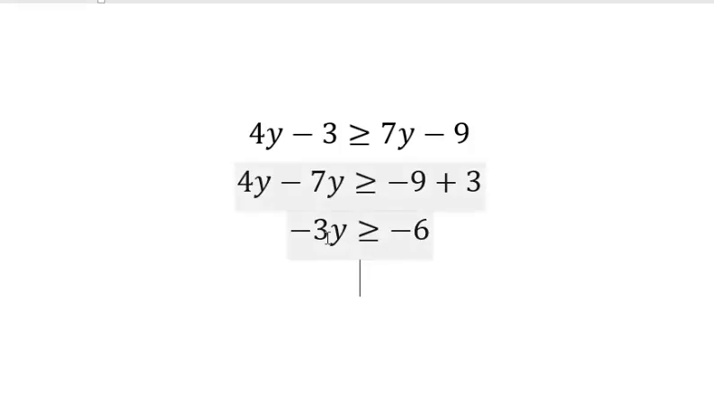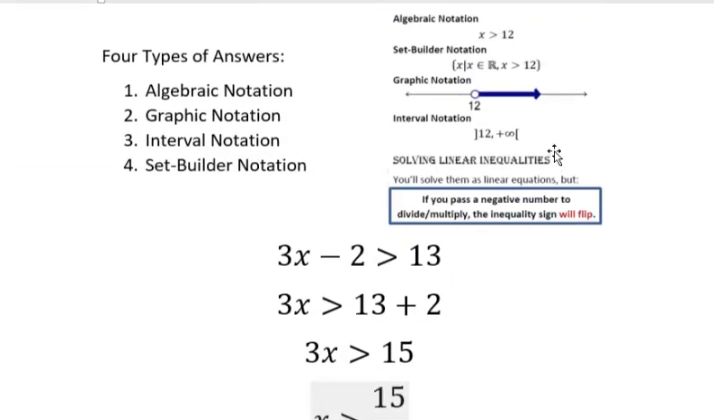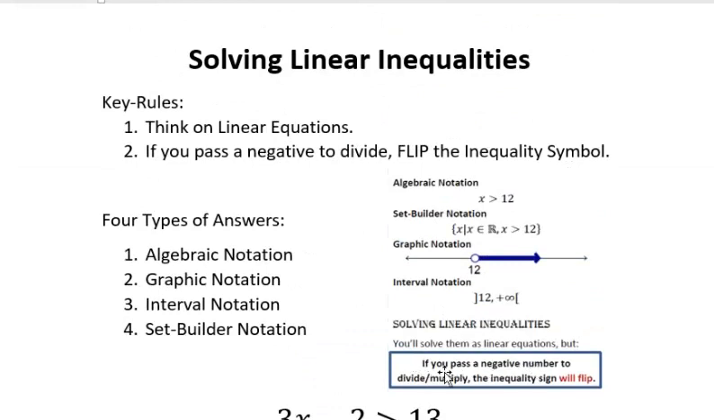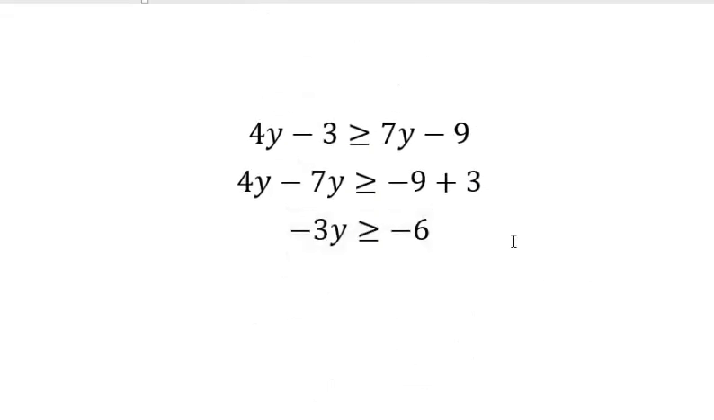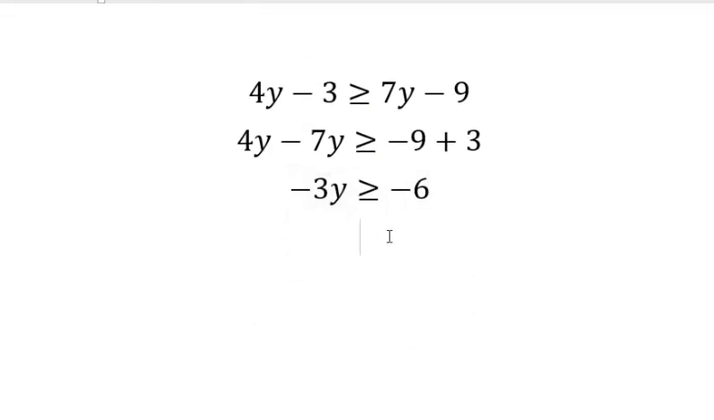Now, the next step is I'm going to send negative 3 to divide to the other side. But because it's negative, if you remember, there's a box here that says if you pass a negative to divide, the inequality sign will flip. I also tell you here: if you pass a negative to divide, flip the inequality symbol. You have to do that when you pass a negative to divide, because the 3 is negative. Once I pass it to divide, I flip the sign. Do not do it in the previous step; do it only when you pass it to divide.